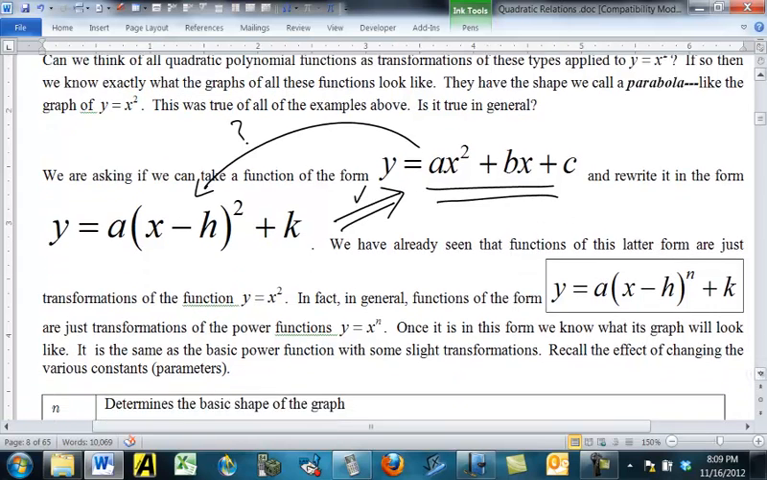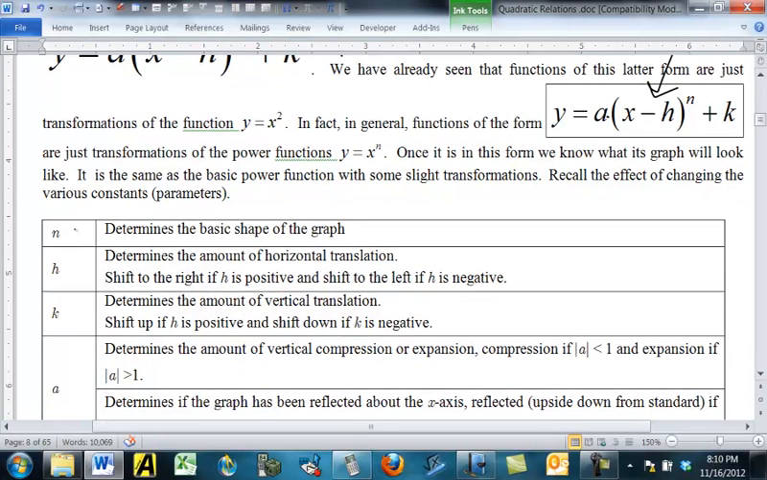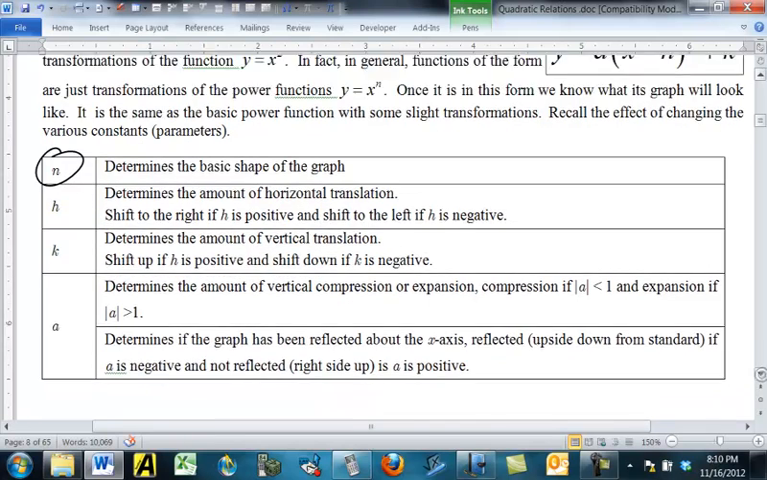Well, let's talk about this one right here for just a minute. If you have this, let's recall some basic characteristics. The n is the most important thing because it determines the basic shape of the graph. The h determines your amount of horizontal translation. The k is a vertical translation. The a is the vertical compression or expansion. And if a is negative, it flips upside down over the x-axis. But the n determines the basic shape.